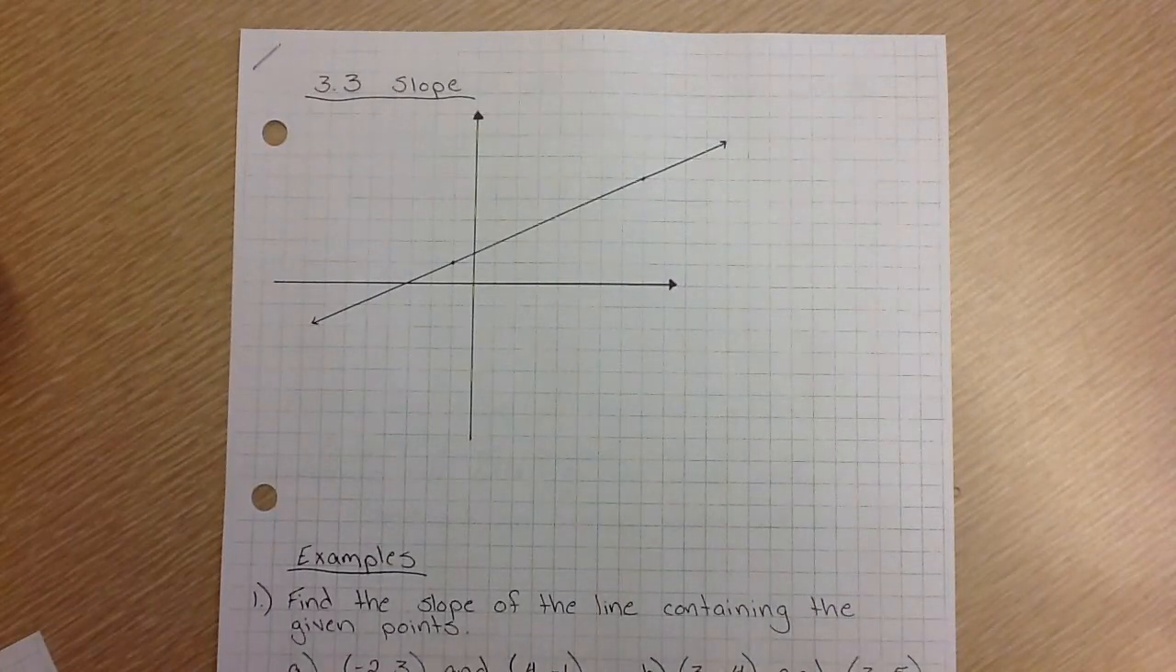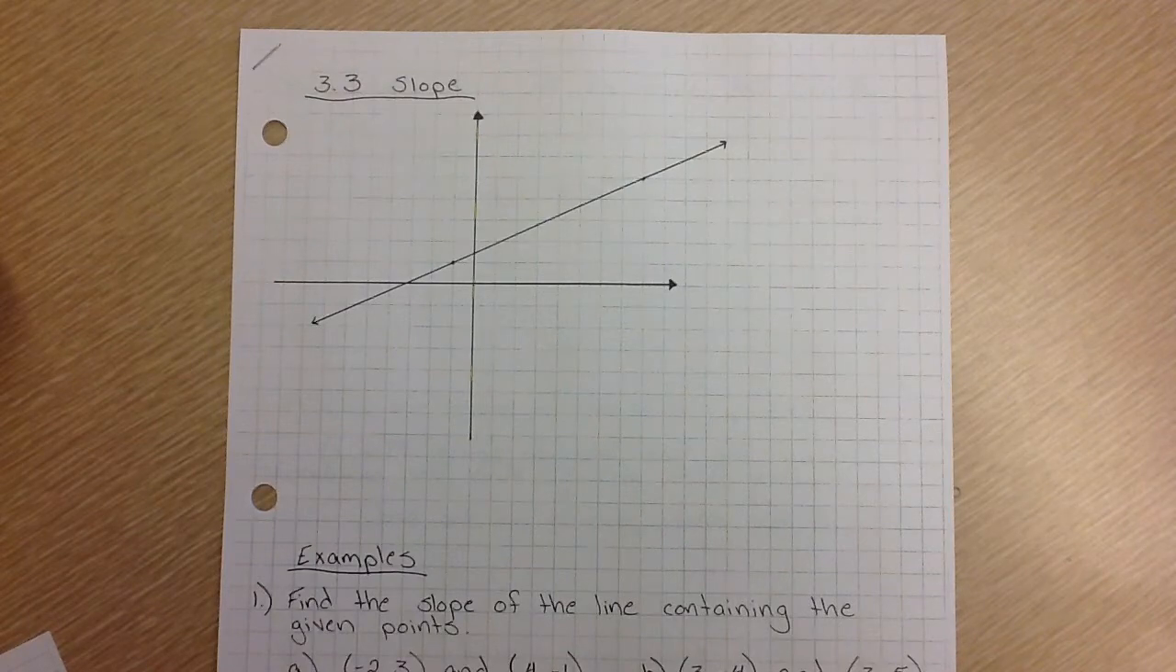Section 3.3, slope. Again, this is a review from Algebra 1. Slope is a number that we use to describe the steepness of a line. It's a number that we use to define how steep a line is.